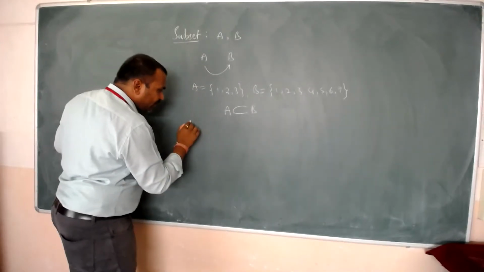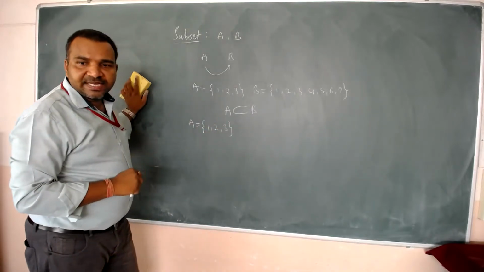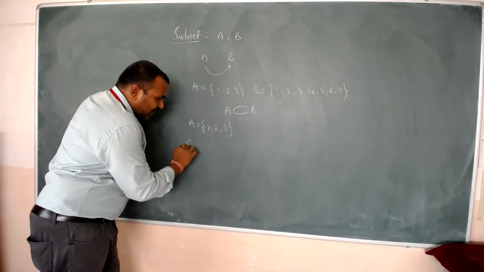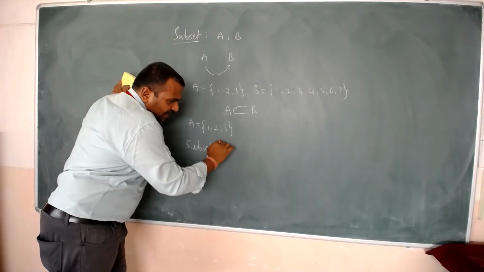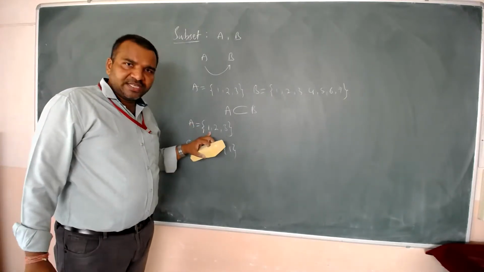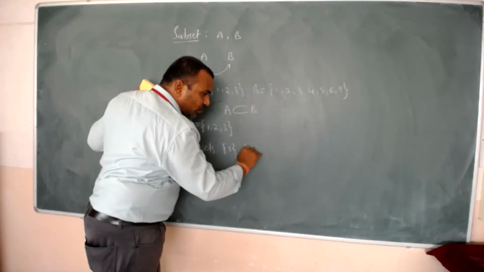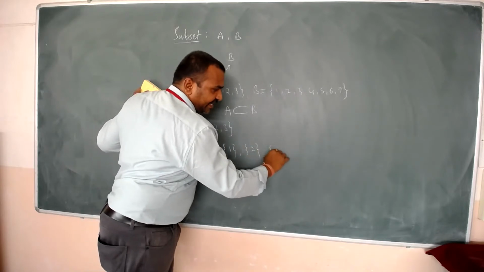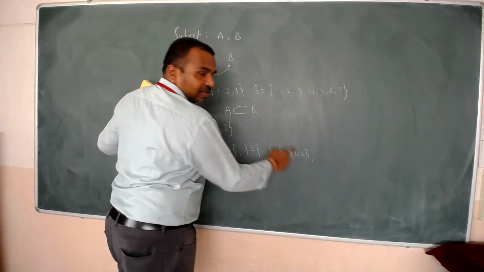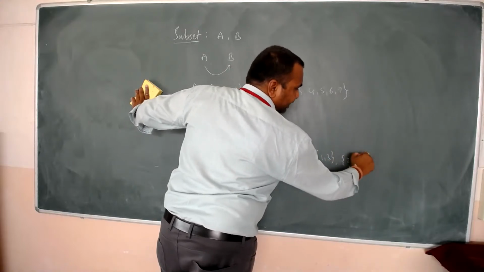Now A is equal to {1, 2, 3}. This is a set. Now I want to write all subsets of A. So what are the subsets? Set {1} is a subset of A because here 1 is there, here also 1 is there. Every element of this set is an element of this set. Next, {2} is also a subset. {3} is also a subset. {1, 2} is also a subset. {1, 3} subset. {2, 3} subset.